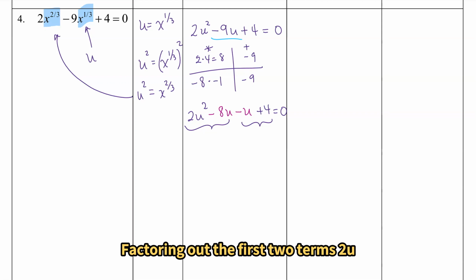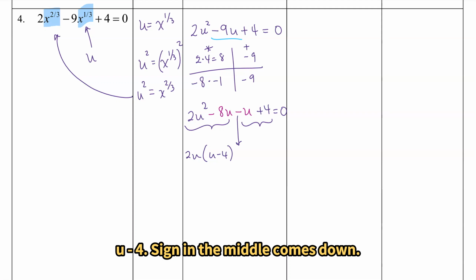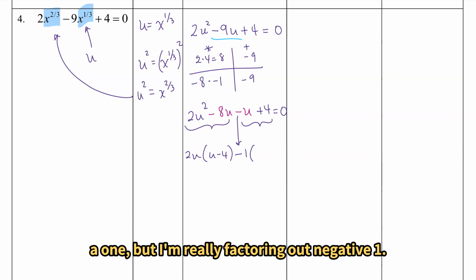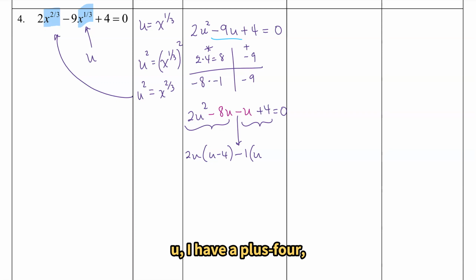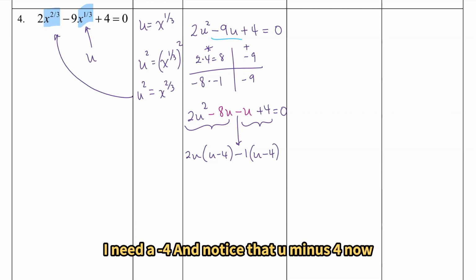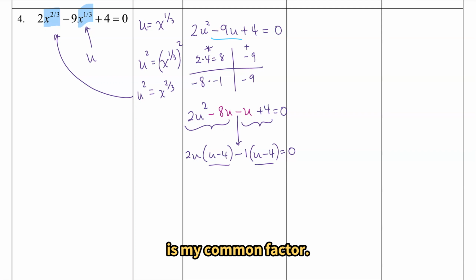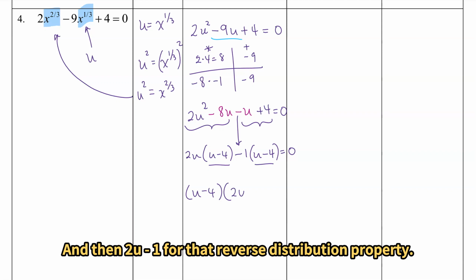Factoring out the first two terms, 2u, u minus 4. Sign in the middle comes down. I keep that negative sign. u and 4 have nothing in common, so I'm going to factor out a 1, but I'm really factoring out a -1. u, I have a +4, but I'm factoring out a negative. I need a -4, and I notice that u minus 4 now is my common factor. I can pull that out, and then 2u minus 1 for that reverse distribution property.